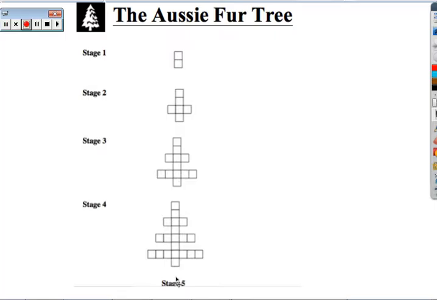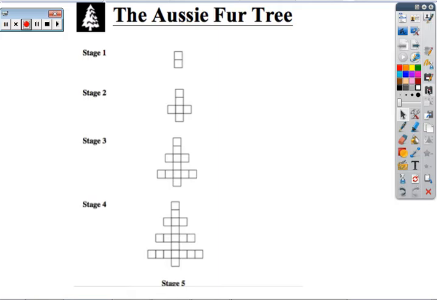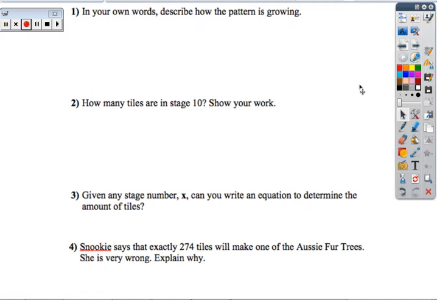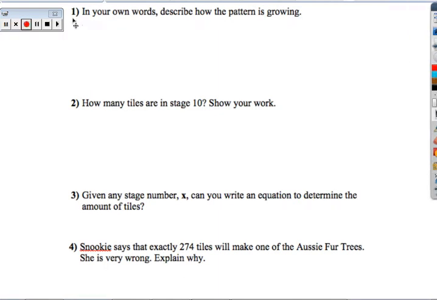But let's see the questions that we were being asked here on this assessment. So in number 1, it said, in your own words, describe how this pattern is growing. 2, how many tiles are in stage 10? Show your work. 3, given any stage number x, can you write an equation to determine the amount of tiles? And then 4, Snooki says that exactly 274 tiles will make one of the Aussie fir trees. She's very wrong. Explain why.